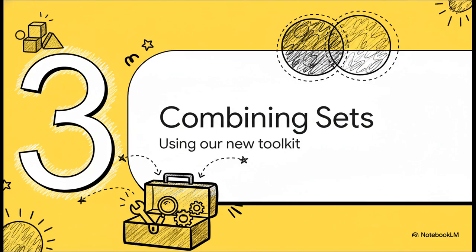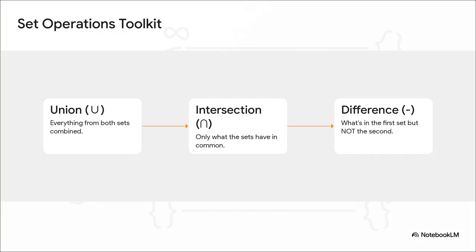Section 3 is all about combining and comparing sets using our brand new toolkit. Our toolkit here has 3 essential tools. First, there's the union. That's where we just dump everything from both sets into one big new set. Then we have the intersection, where we're more selective. We only take the stuff that the sets share. And finally, the difference. With this one, we keep what's in the first set, but we toss out anything that also appears in the second one.